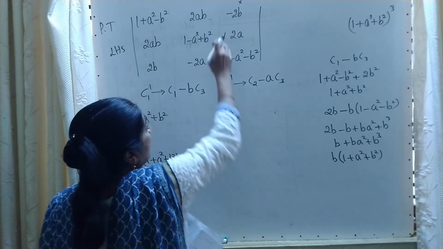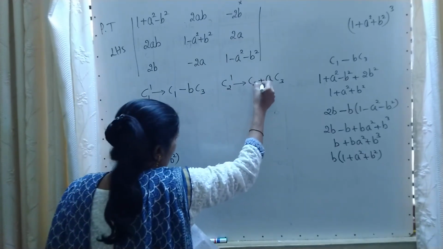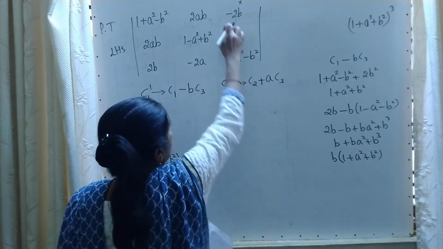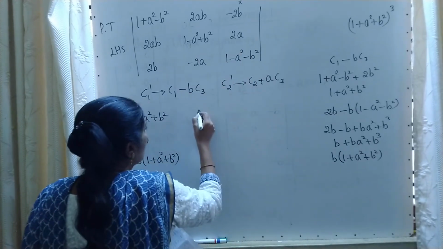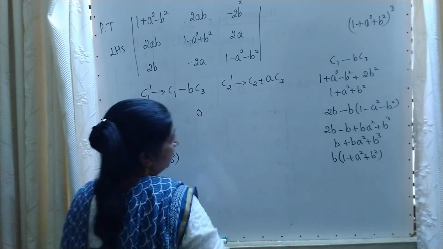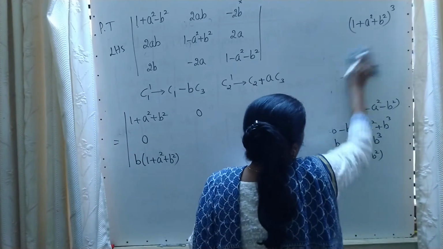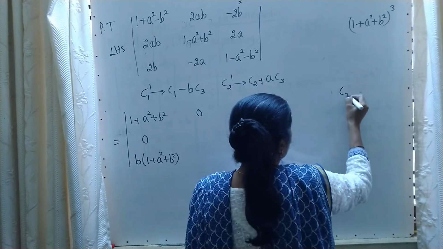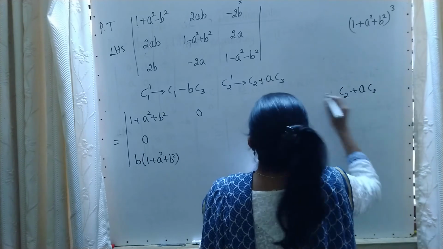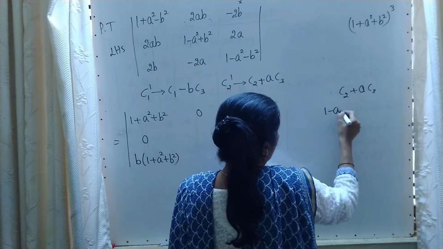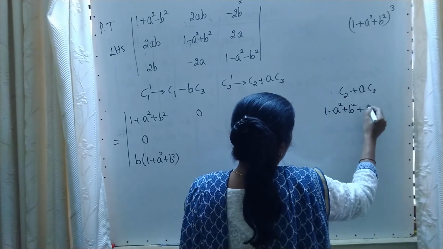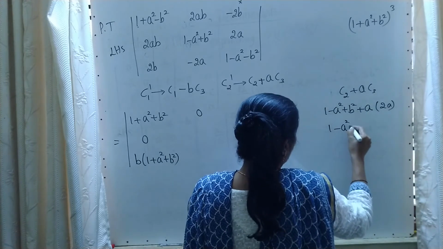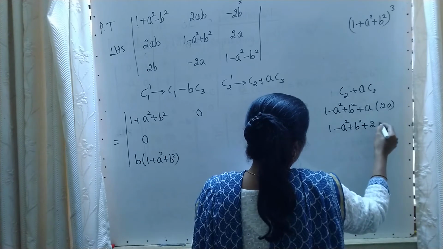Then it is taking a addition, because already minus is there. Again if you take a minus, it becomes a plus. If you take a plus, plus into minus is minus. So this is 0. Go for this one. I am writing the operation and calculations both. It is C2 plus a C3. C2 is what? 1 minus a square plus b square plus a. C3 is 2a. So it is 1 minus a square plus b square plus 2a square.